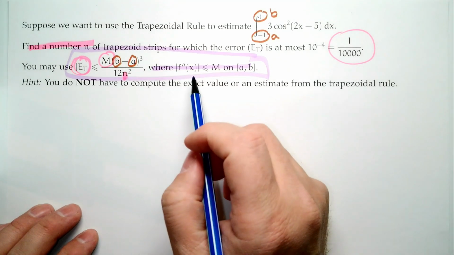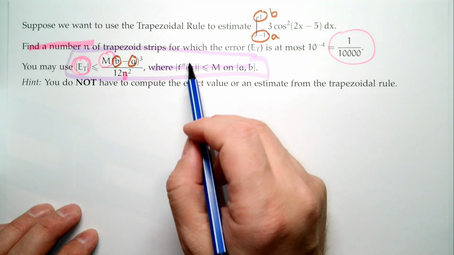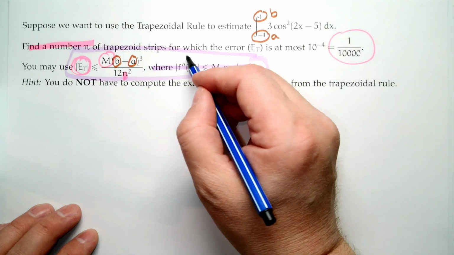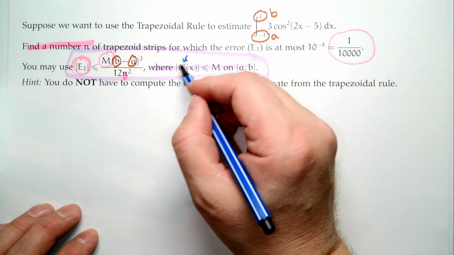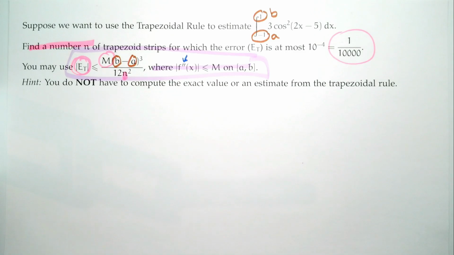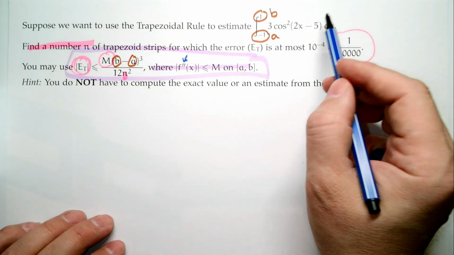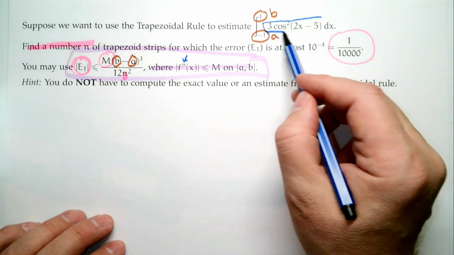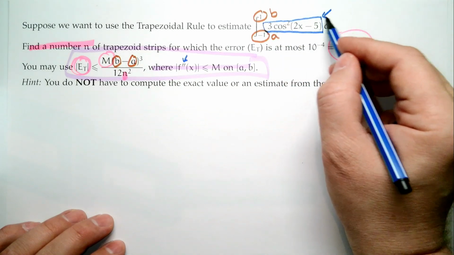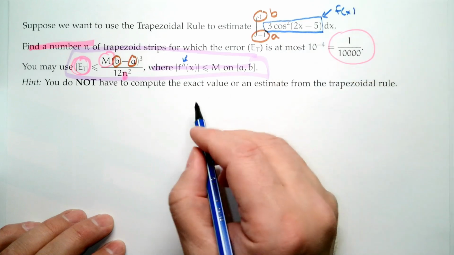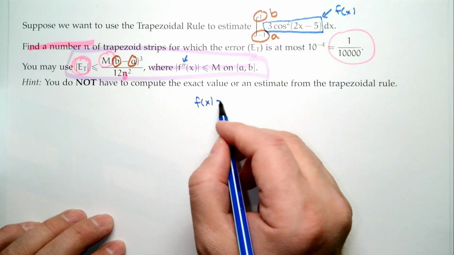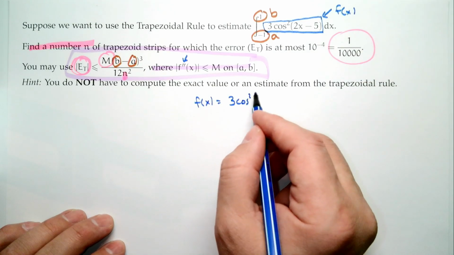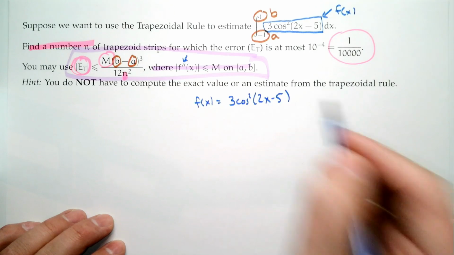So where do we go? Well, this says, look at the second derivative. And the clue is that it says second derivative. So that's where we're going to go. So you have your function. Where's your function? Your function is what you're trying to integrate. So this is our f of x. So f of x equals 3 cosine squared of 2x minus 5.